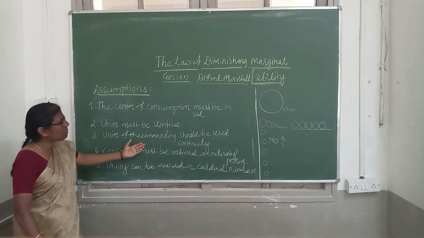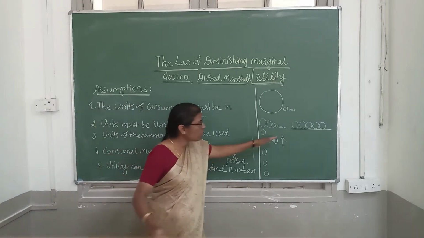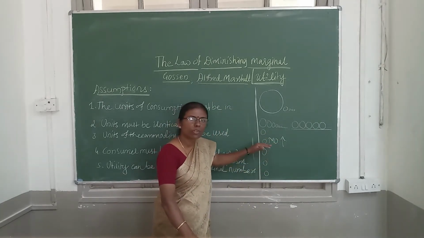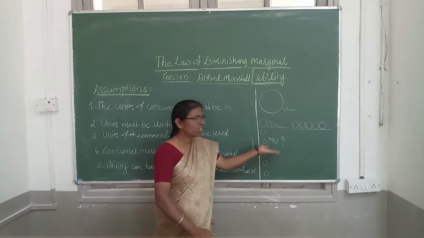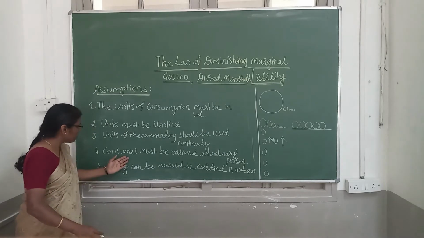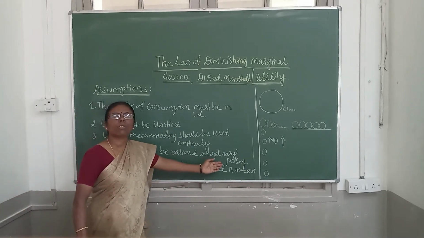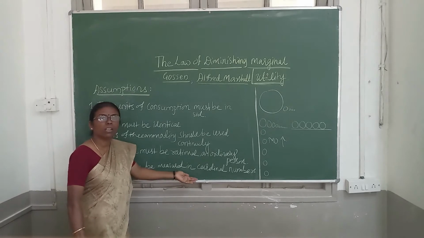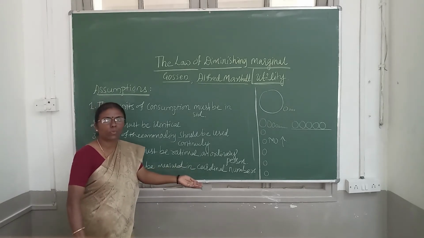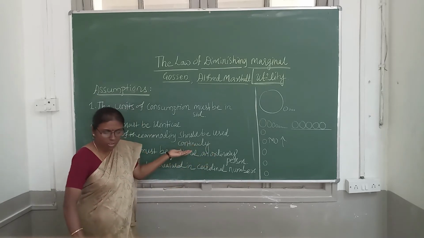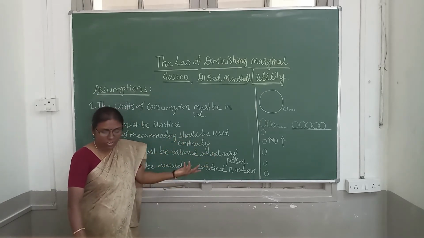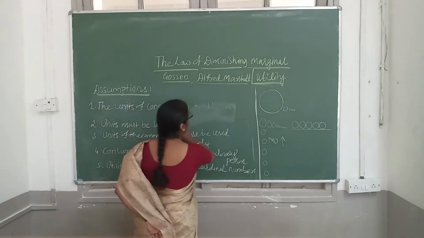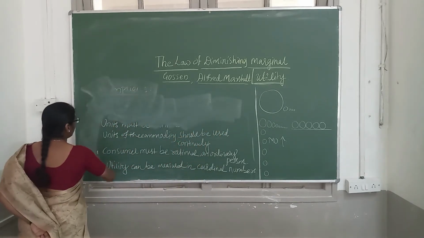Then units of the commodity should be used continuously. So we have to consume all the paidas continuously. If there is a gap between the consumption of the first, second, third, fourth and fifth, definitely the marginal utility increases. Next, the consumer must be rational or an ordinary person. This is a very interesting assumption. And the last one, utility can be measured in cardinal numbers, that is 1, 2, 3, 4, 5, 6, like this. With the help of all these assumptions, let us try to understand the law with the help of a numerical example and diagram.